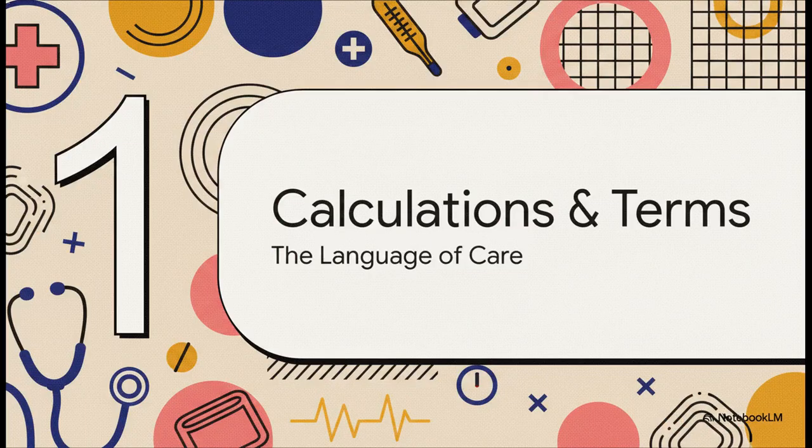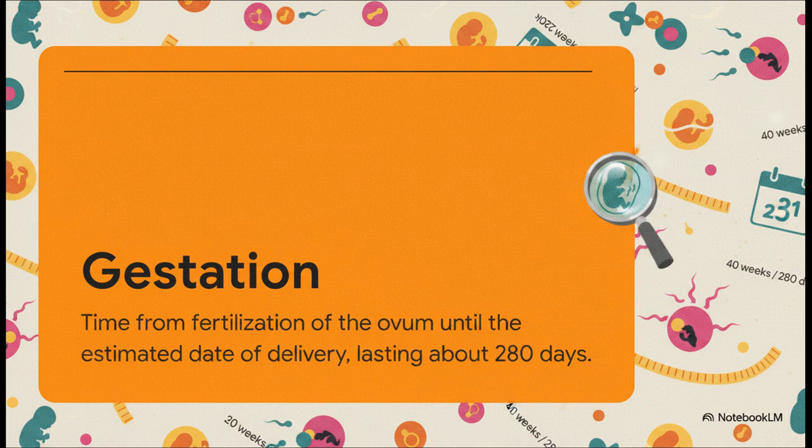Okay, let's jump right into our first section. We're going to cover the essential math and the language of antepartum care that you'll be using literally every single day. First things first, let's get our timeline straight. The word is gestation. This is the entire period of pregnancy, all the way from fertilization to the estimated delivery date, which is usually around 280 days.